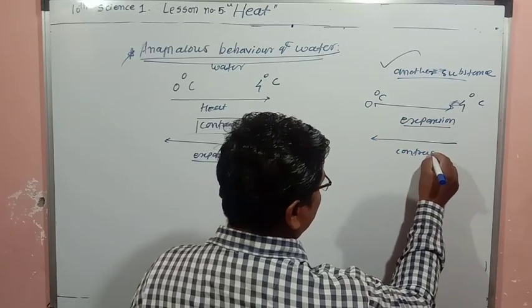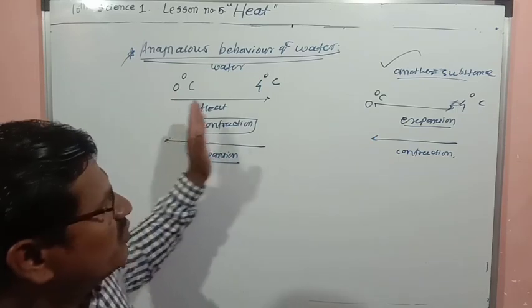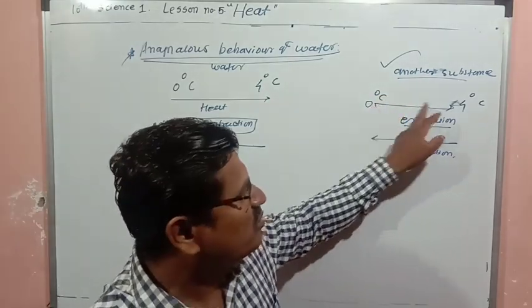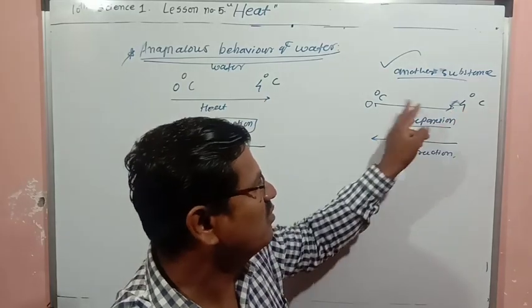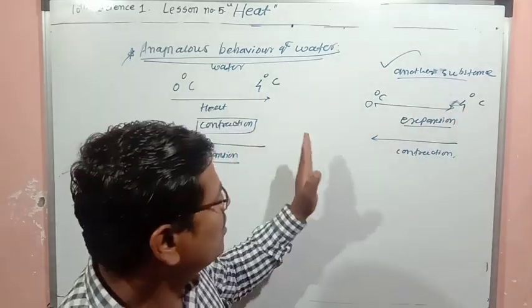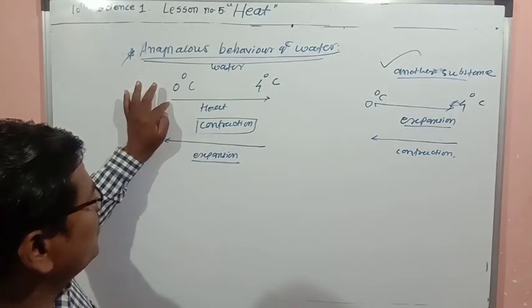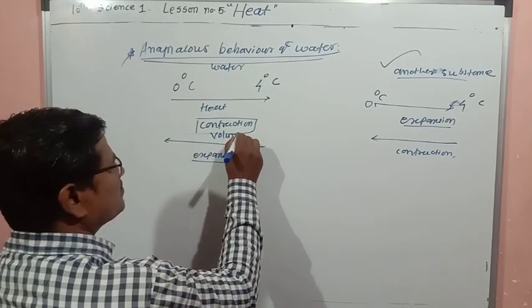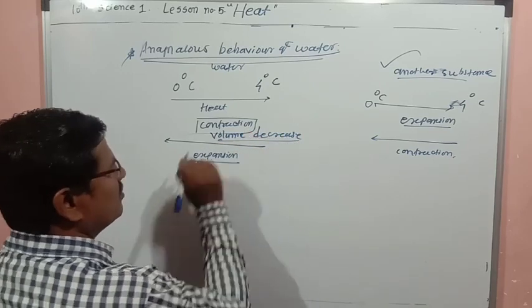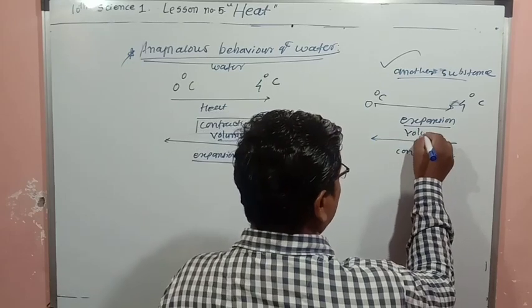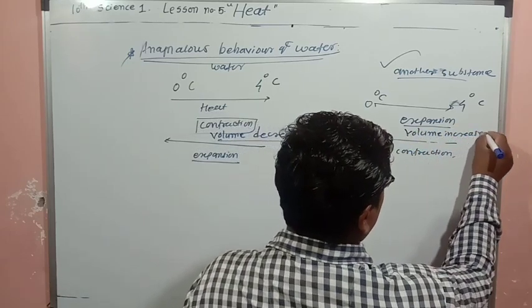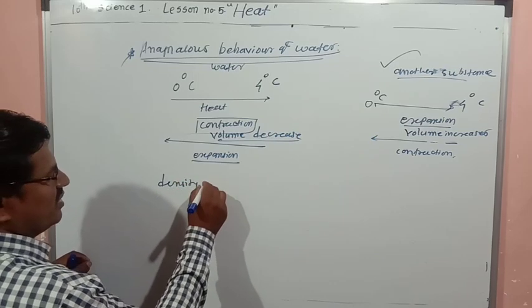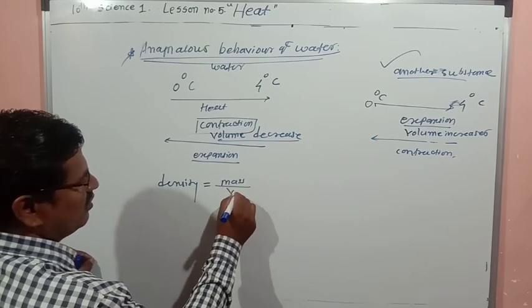contraction takes place. So if you compare water with other substances, in any other substance, when you heat from 0 to 4 degrees Celsius, expansion takes place, and when you cool from 4 to 0 degrees Celsius, contraction takes place. But water behaves differently. When you heat from 0 to 4 degrees Celsius, contraction takes place. Contraction means volume decreases, and expansion means volume increases. And we know density is equal to mass upon volume.